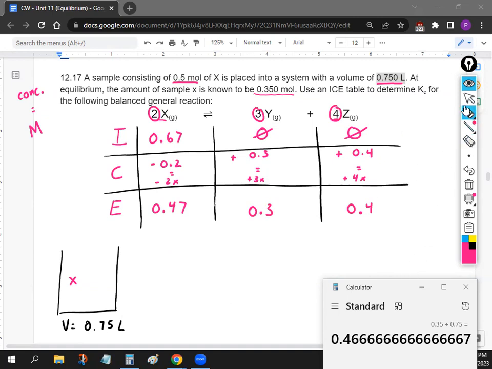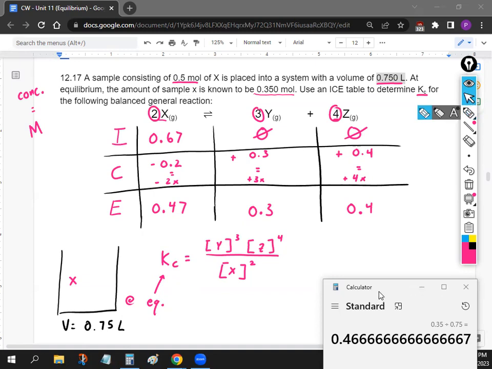Okay, so all we have to do now is finish the problem and find the Kc. Now, the Kc is exactly the same thing that we've been doing. It's the concentration of Y to the power of 3, concentration of Z to the power of 4, divided by the concentration of X to the power of 2. And remember, Kc is always talking about the system at equilibrium. So we're going to be using this final row right here, the equilibrium concentrations. And that's how you can use an ICE table to figure out what the equilibrium constant is.